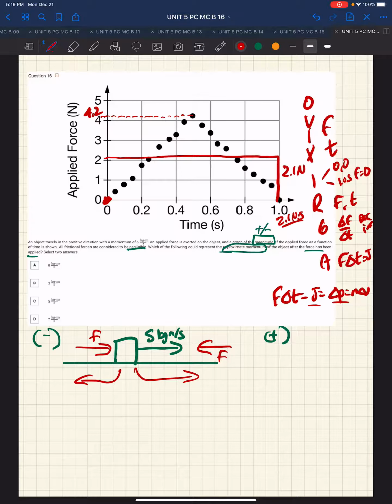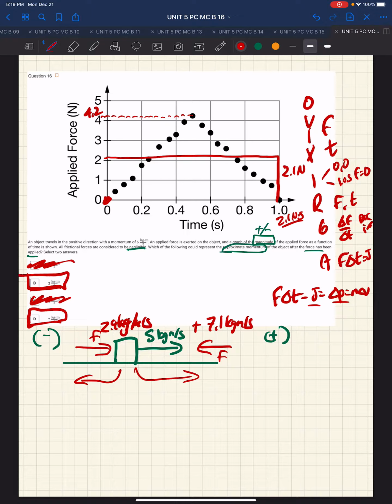So it could have more momentum, about 7.1 kilogram meters per second, or it could be less, which would be about 2.9 kilogram meters per second. So not 0, that's not a possibility. 2.9 is 3, that looks like the choice. Not 5, that's what it started at. That means the force had no effect. And lastly, we have choice 7. So we've eliminated choices A and C, and we've positively shown why B and D are the best choices.